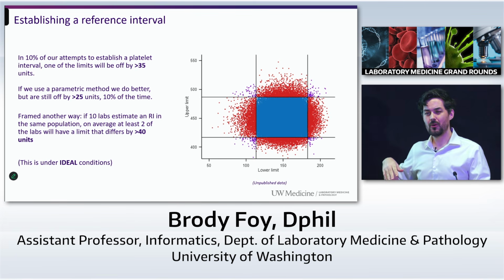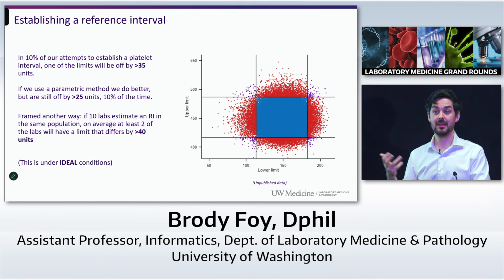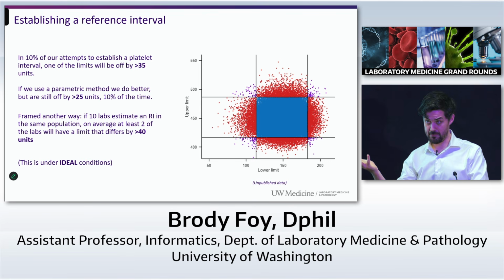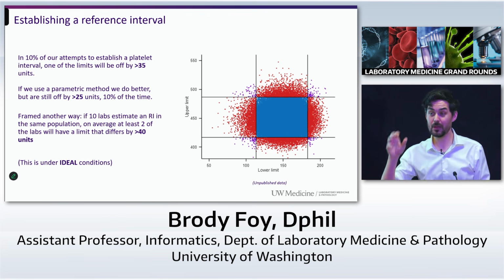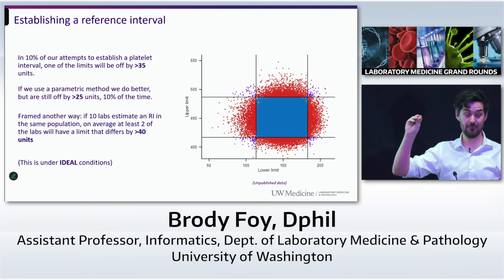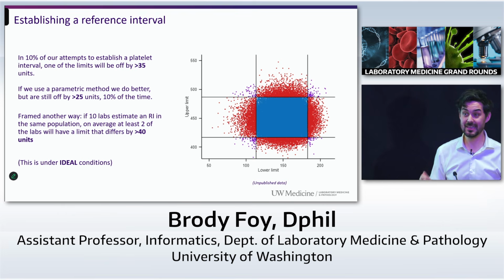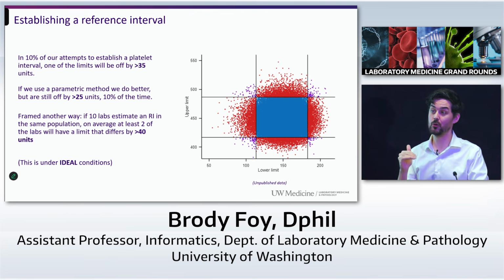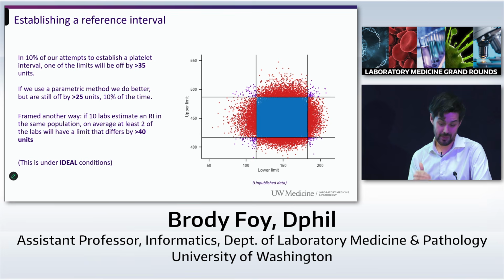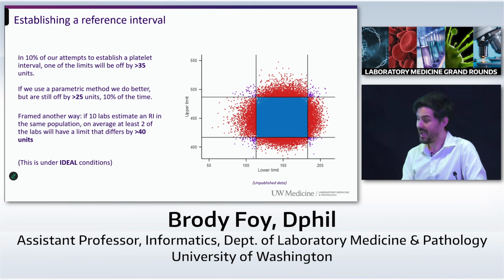Maybe you can say, well, okay, 10%, that's not a high rate, but another way to frame this is, in a big city like Seattle, how many different labs run a CBC or a MET panel that people can get their care at? There are a lot of labs. If your city has 10 labs and they all are operating on the same population and run this study, at least 2 of those labs on average are going to have a limit differing by 40 units for no reason other than random bias and random sampling. And this is, again, under ideal conditions.